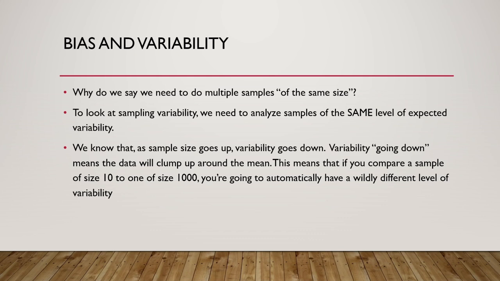Also, variability going down, it basically means the data is going to clump up right around the average. Instead of a nice normal curve, you're going to have one really tall point.